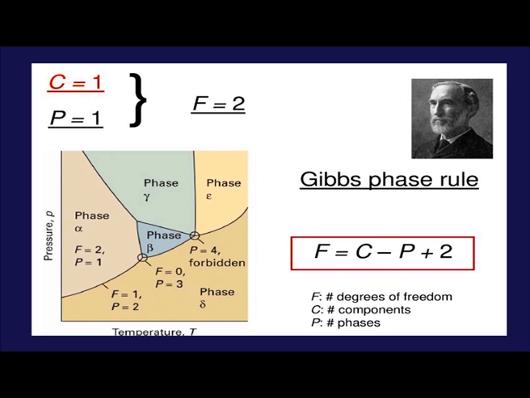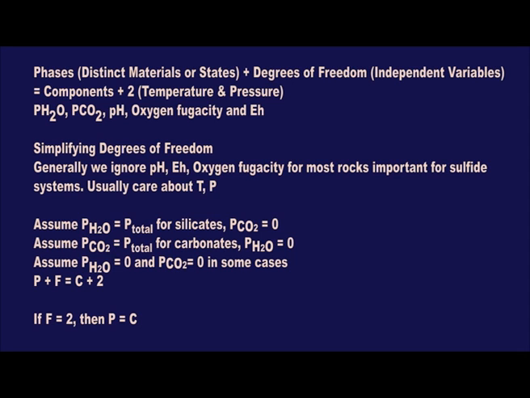Phases, that is distinct materials or states, plus degrees of freedom, independent variables, equal components plus 2, that is temperature and pressure. PH2O, PCO2, pH, oxygen fugacity and Eh. Simplifying degrees of freedom, generally we ignore pH, Eh, oxygen fugacity for most rocks. They are important for sulfide systems; usually we care about pressure and temperature.